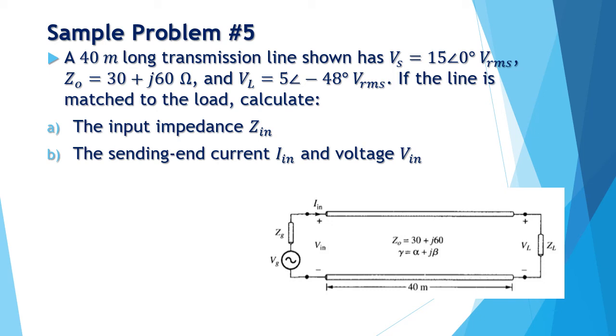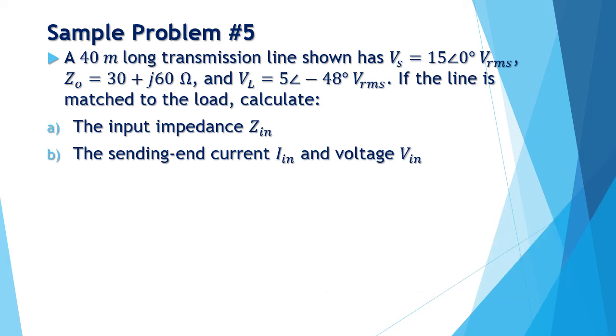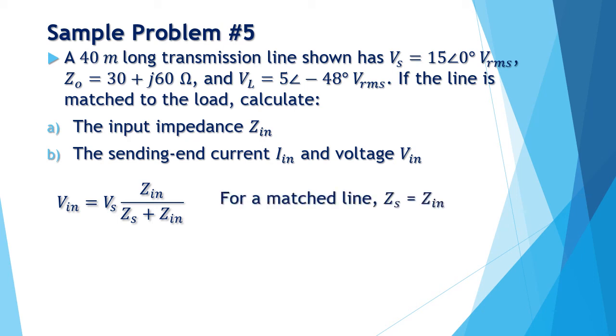For a matched line, the input impedance Z sub in is also equal to the characteristic impedance of the line Z sub O, so Z sub in is equivalent to 30 plus j60 ohms. Now for letter B, let's first solve for the sending end voltage, V in. So the formula for this is V sub in equals V sub S times Z sub in divided by Z sub S plus Z sub in. For a matched line, our Z sub S is also equal to Z sub in.